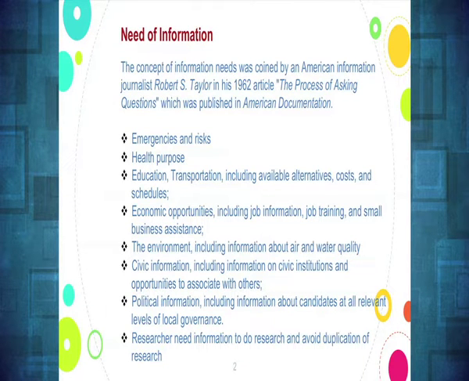Besides that, there is civic information, including information on civic institutions and opportunities to associate with others. Sometimes we also need political information, including information about the candidates at all relevant levels of local governance. Researchers need information to do research and to avoid duplication of research. The need for information is utmost for the researcher: what is the timeline to complete the research outcome, and what previous studies in that particular area have already been done?